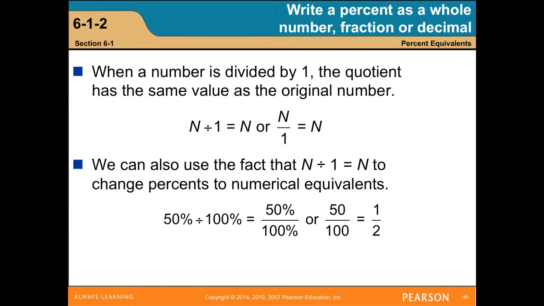50% divided by 100% equals 50% over 100%, or 50 over 100, which equals half. 50% over 100% equals 50 over 100, removing the percent signs, equals 0.50 or 0.5.